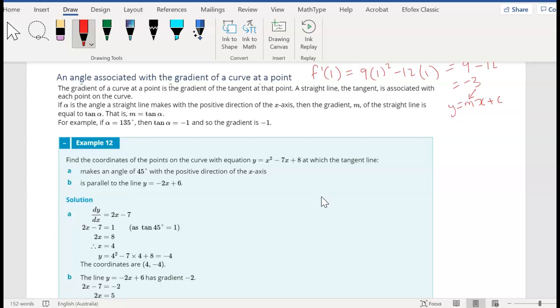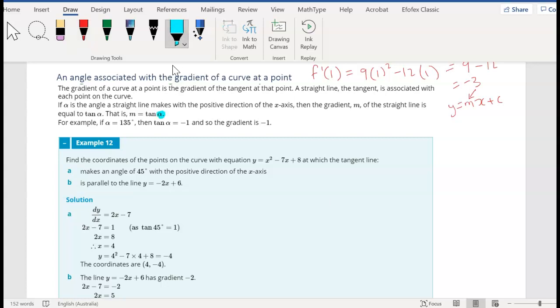An angle associated with the gradient of a curve at a point. So the gradient of a curve at a point is the gradient of the tangent at that point. Okay, so that's what I've just explained. A straight line, the tangent, is associated with each point on the curve. So you can actually have an infinite number of tangents. If alpha is the angle a straight line makes with the positive direction of the x-axis, then the gradient m of the straight line is equal to tan alpha. That is m equals tan alpha. So alpha is your angle.